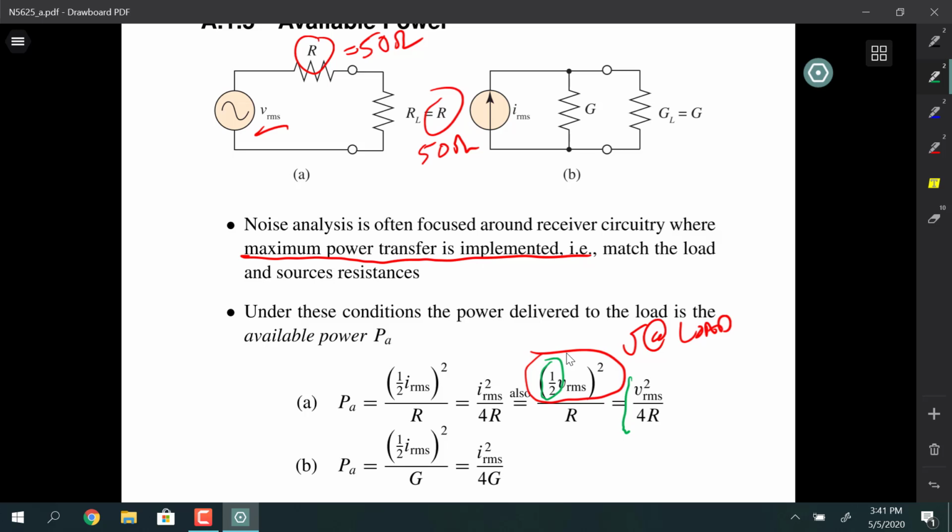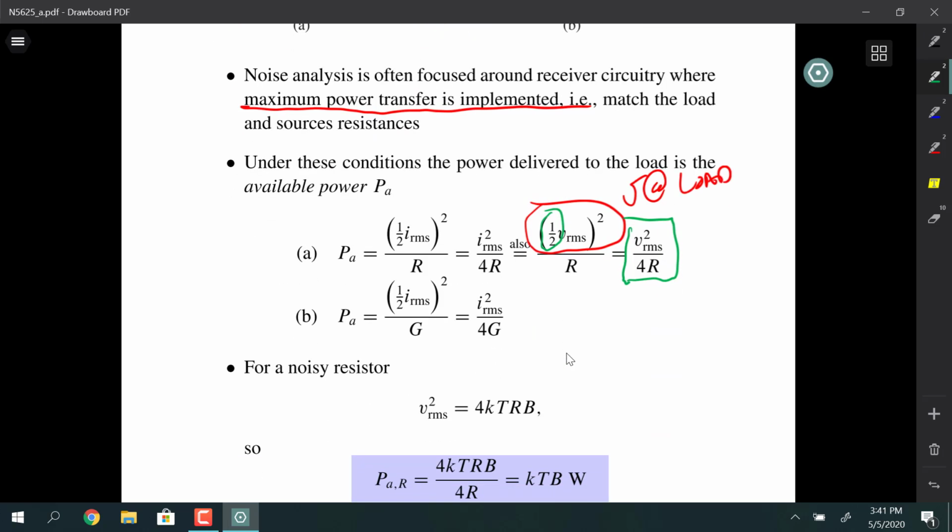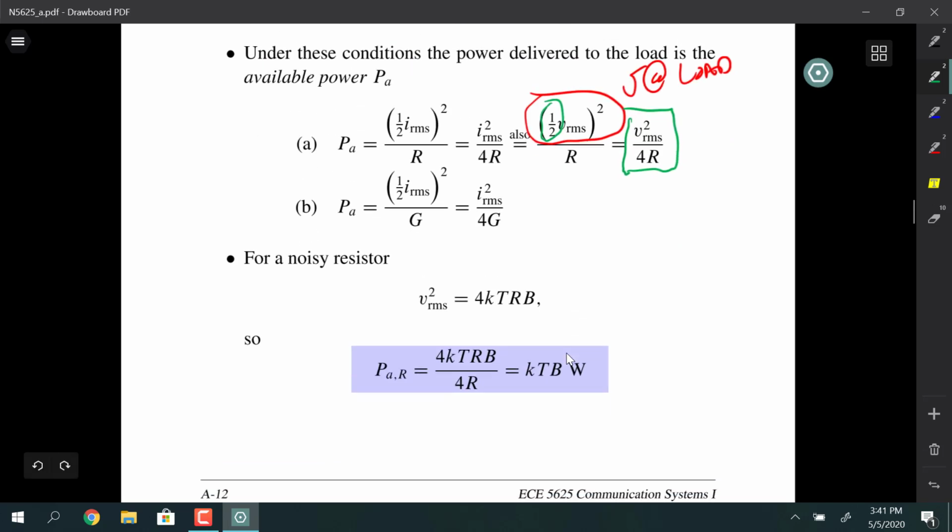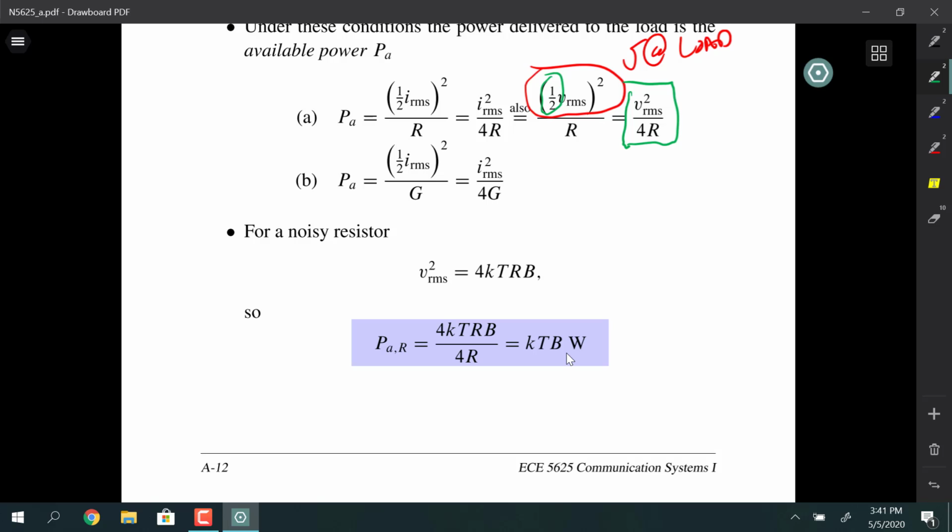which those of you in the lab saw in some of these calculations in the very beginning when you were learning how to use a spectrum analyzer. So with the source open circuit voltage, V squared RMS over 4 times R is what we have. If we had V squared RMS coming from a noisy resistor, that was the 4kTRB value that we were dealing with earlier. So if we had a noisy resistor and were delivering the voltage that it produces to a load with maximum power transfer, this is pretty convenient actually, the R values go away and we get kTB watts.